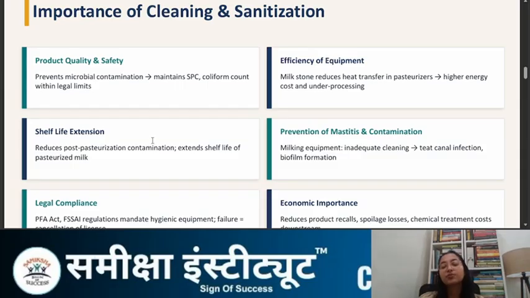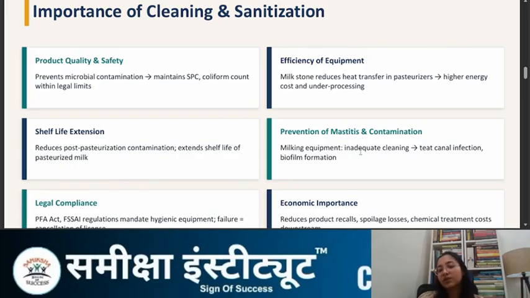Next, it will also improve the shelf life of our milk, because it reduces post-pasteurization contamination and improves the shelf life of this pasteurized milk. Then it will also help prevent mastitis and contamination.